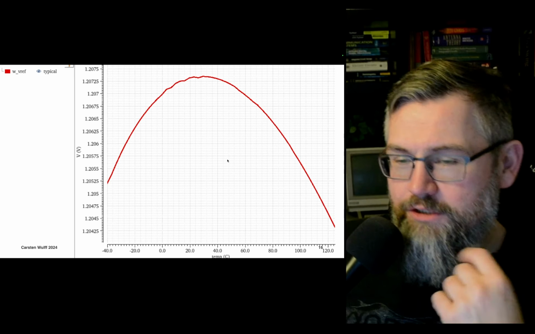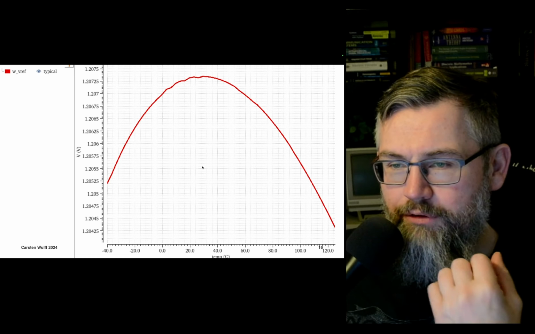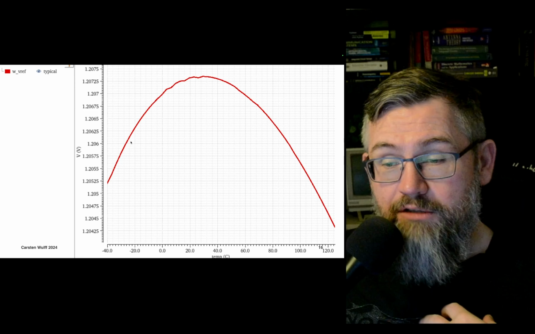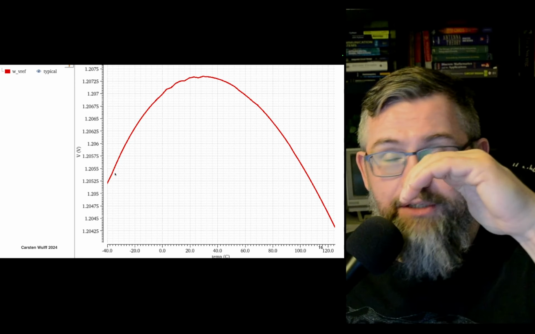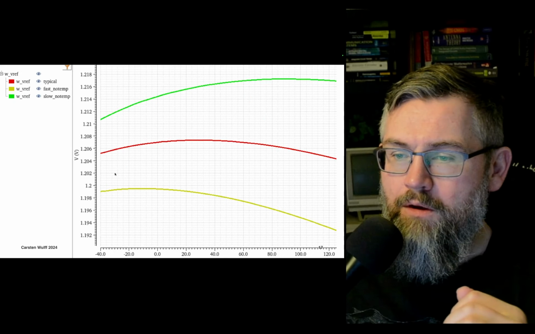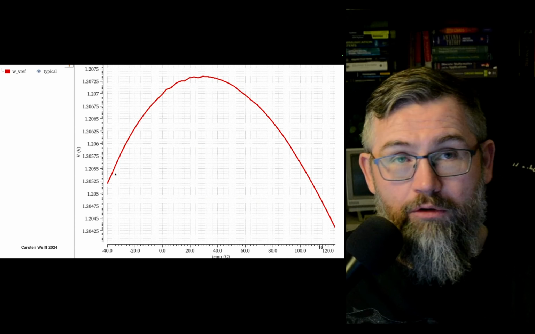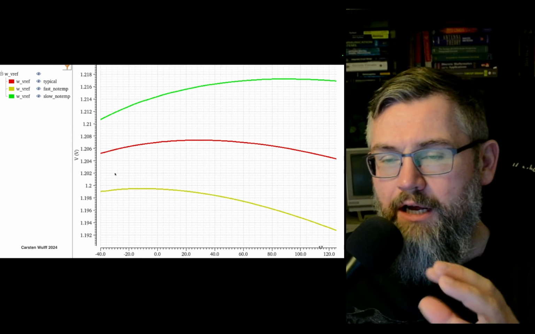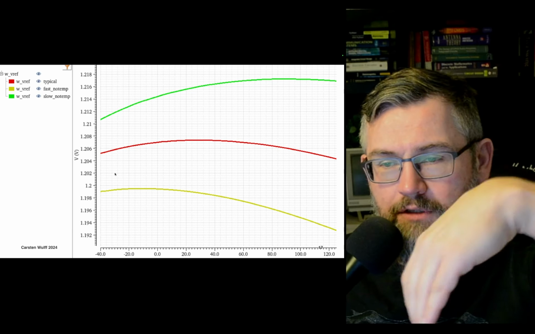So here's just an example of a Brokaw reference I designed a number of years ago. So we can see the output, the VBG, is around 1.2 volts, and it has this well-known bandgap shape. There are ways to compensate for that. You can find second-order compensation schemes in the literature. But one thing that will happen when you simulate different corners is that that curve will shift slightly.